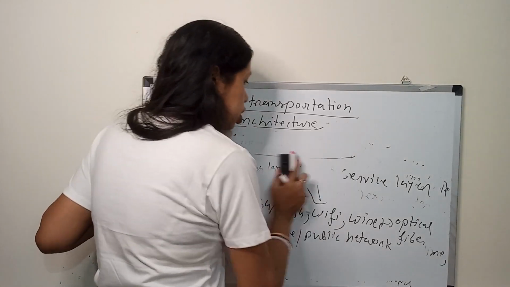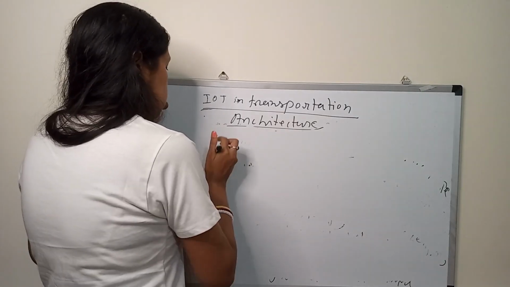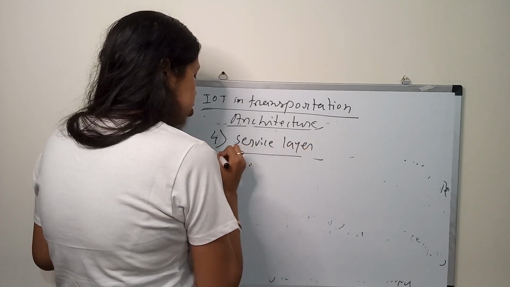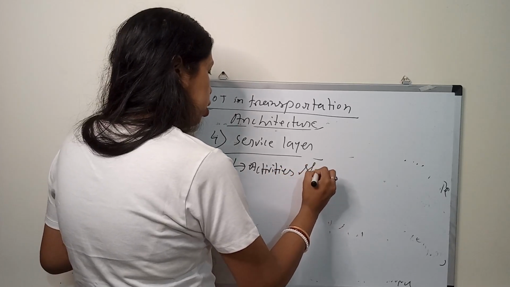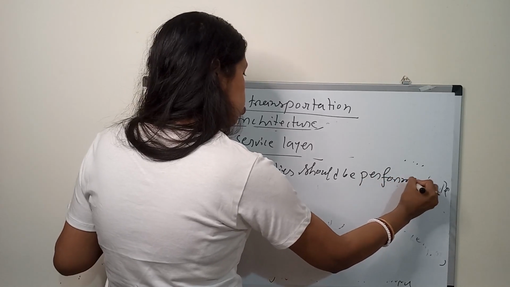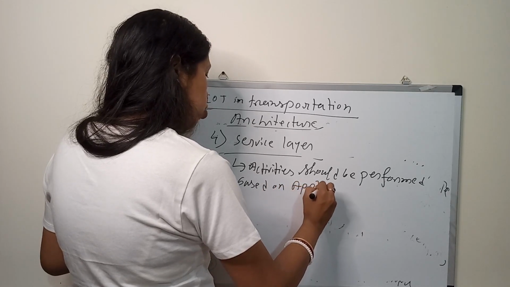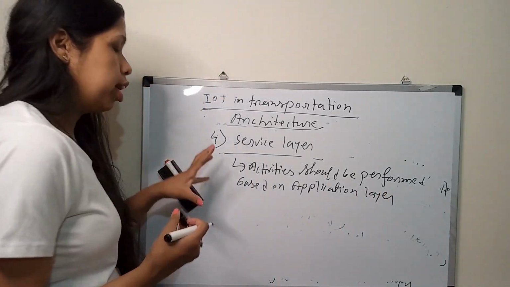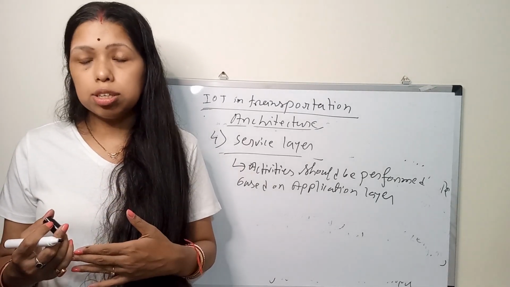Now, the fourth point comes to the service layer. Fourth is the service layer. It is the layer where activity should be performed based on the application layer requirement. It is the service layer where the activities should be performed, whatever data is collected from the application layer.